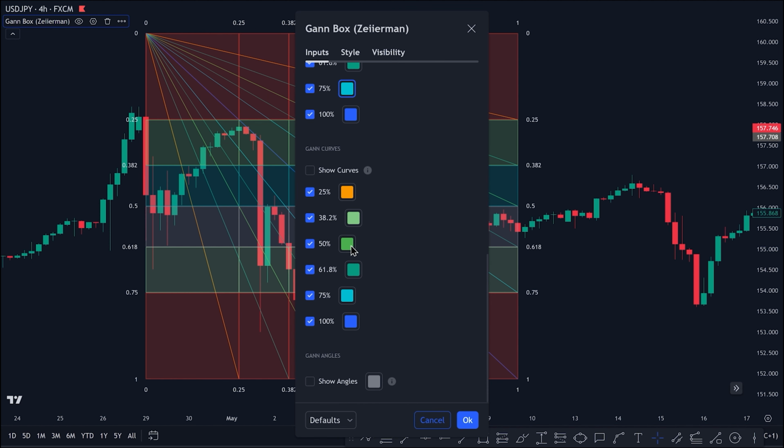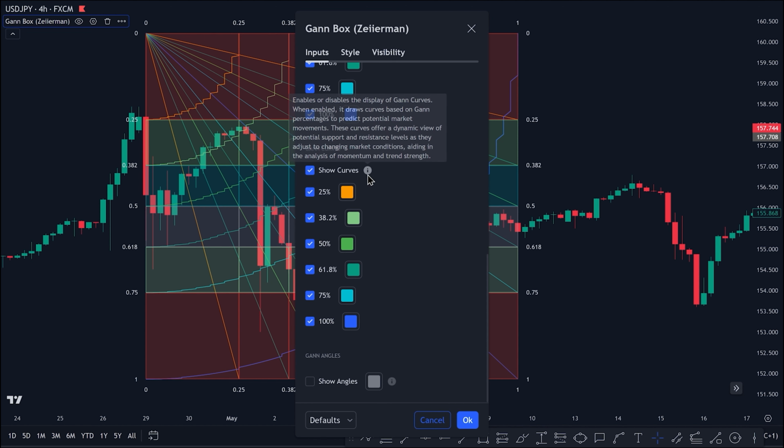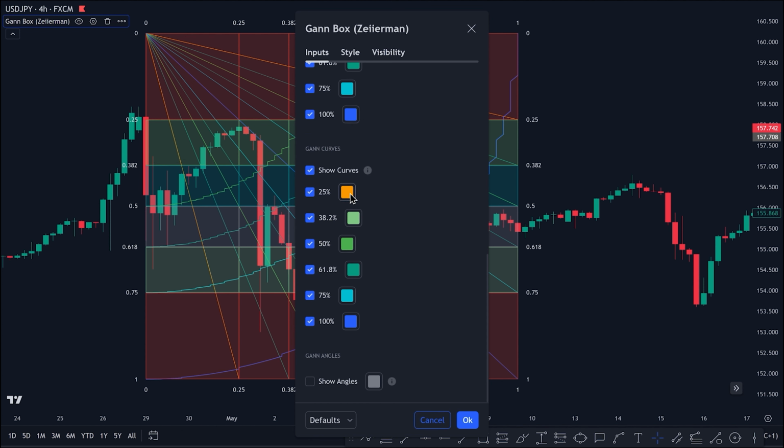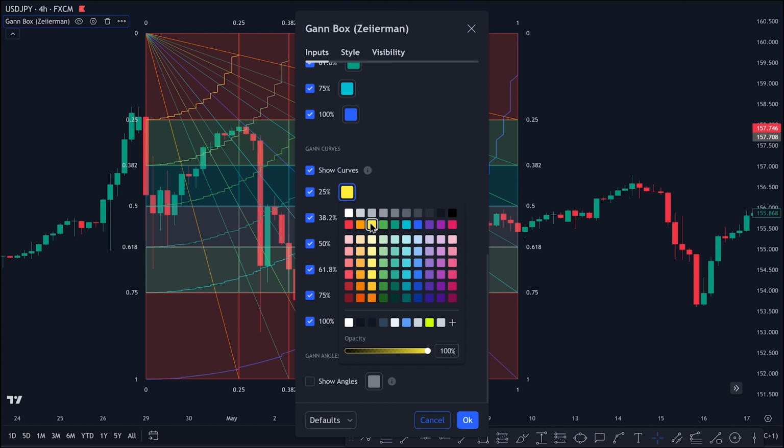Gann curves settings. When enabled, the Show Curves setting draws Gann curves on the chart based on Gann percentages. These curves provide a dynamic view of support and resistance levels as they adapt to changing market conditions. You can define which curves are displayed and their colors, allowing for a tailored analysis experience.